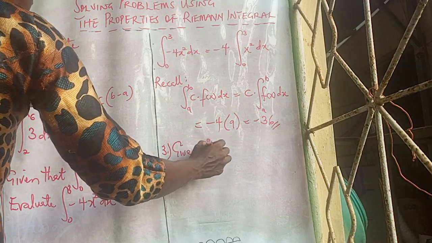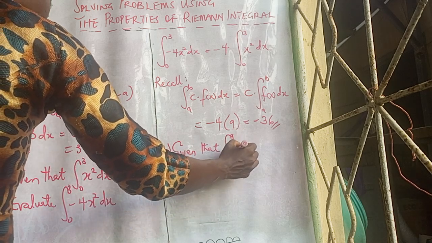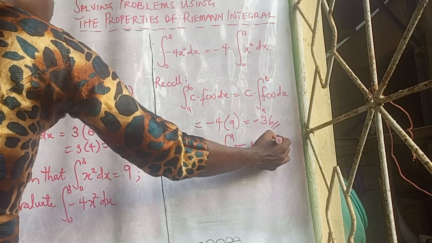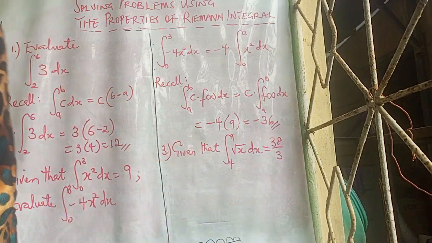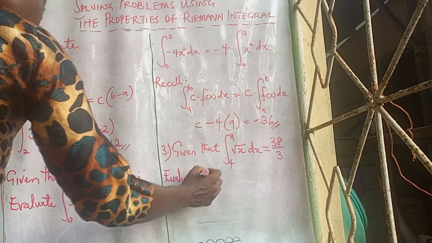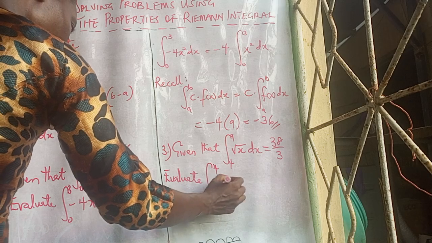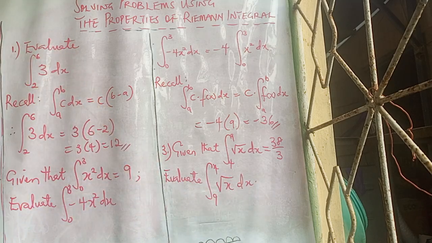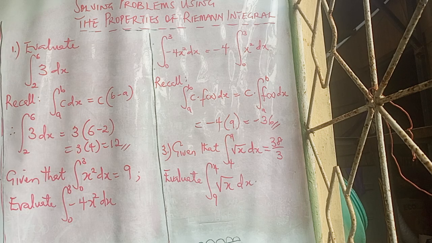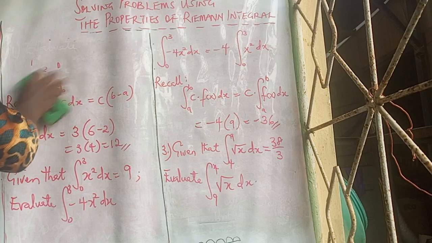Given that, we take a third one, given that the integral of the square root of x dx from 4 to 9 is 38 over 3. We are told to evaluate the integral from 9 to 4 now of square root of x dx. Again, in order to do this, let's recall the property that we are going to make use of.